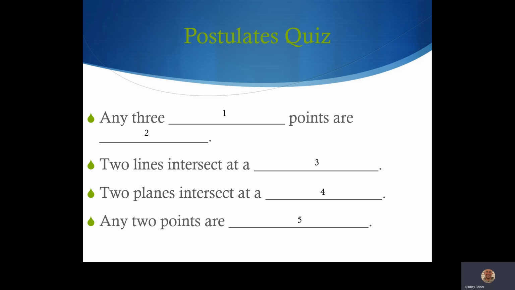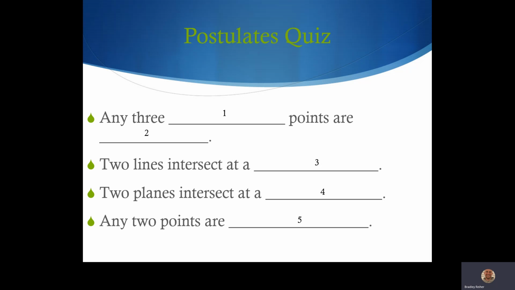Next one down, any 2 points are blank. Sometimes people say any 2 points are on a line, and that's okay. I would accept that, but we're looking for one term. What means on a line? Any 2 points are collinear.